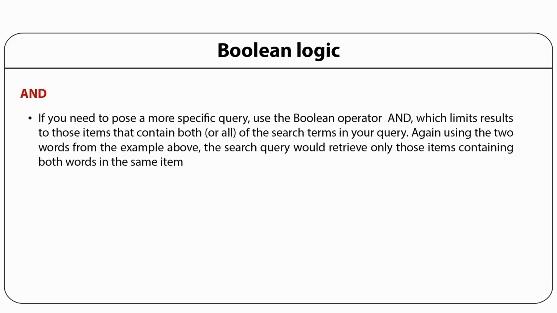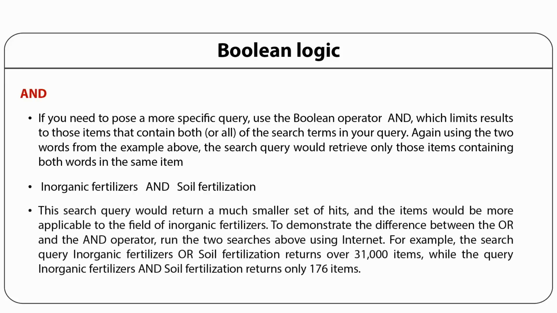Boolean logic AND. If you need to pose a more specific query, use the Boolean operator AND, which limits results to those items that contain both or all of the search terms in your query. Again, using the two words from the example above, the search query would retrieve only those items containing both words in the same item, for example, inorganic fertilizers and soil fertilization. This search query would return a much smaller set of hits, and the items would be more applicable to the field of inorganic fertilizers.